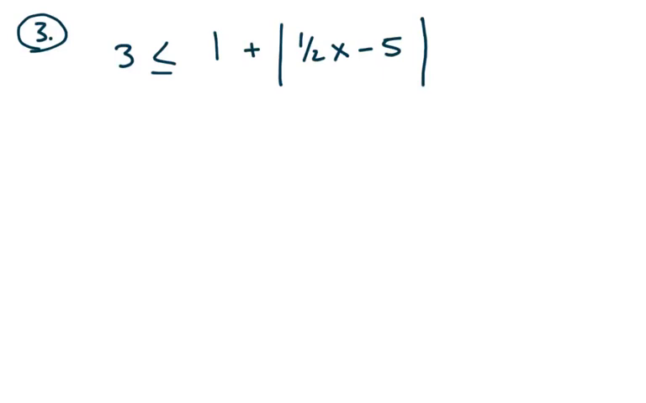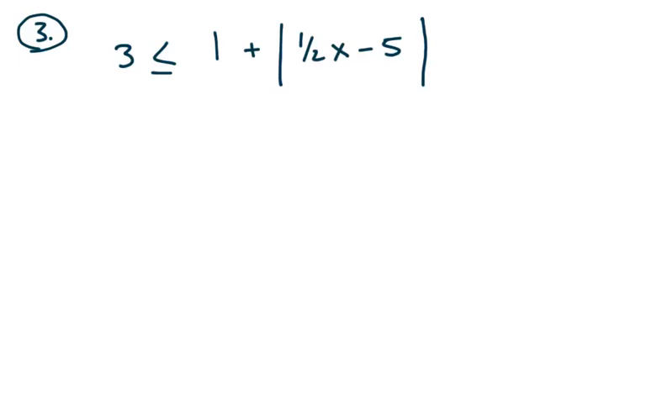So, moving on to the next one, we have 3 is less than or equal to 1 plus the absolute value of 1/2 x minus 5. Again, I encourage you to pause the video and try to do this on your own. I'm going to assume that you've done that, and let's see how we do this.